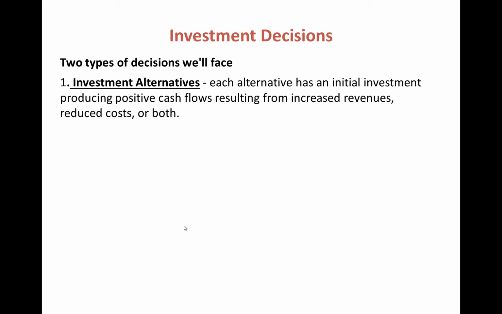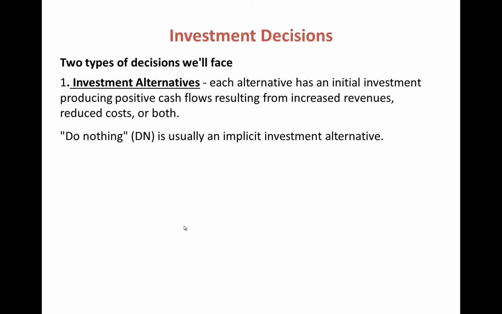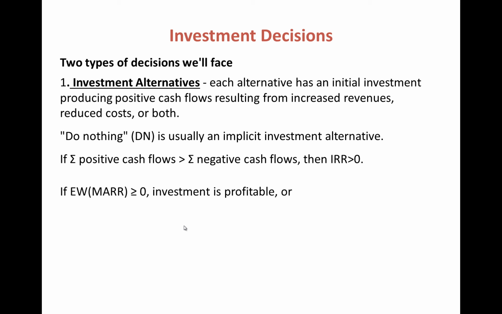And we're going to face two different types of decisions in engineering economy. In one of the cases, we'll end up with investments that are going to generate a return. An investment alternative is one where you have to put down money at the beginning, but you're going to earn additional revenue in the future because of that initial investment. In this case, do nothing is usually an alternative that we have to at least consider. The way we know whether we should do an investment alternative is if the sum of the positive cash flows is greater than the sum of the negative cash flows. That tells us the internal rate of return is going to be greater than 0. And if the internal rate of return is greater than our MAR, we should do the project.